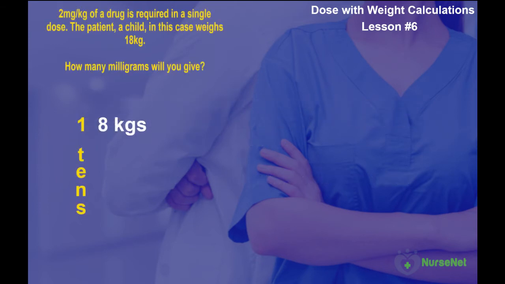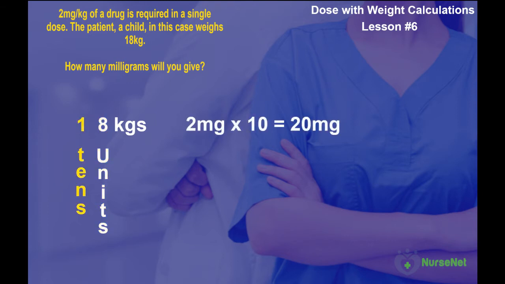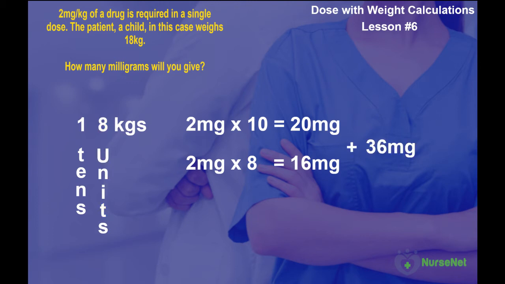So if the child weighs 18 kilograms, we have a 1 whose place is in the tens and an 8 in the units column. Since the dosage is 2 milligrams per kilogram, we can multiply 2 by 10 to give us 20, then 2 by 8, which gives us 16, add them together to give us our answer of 36 milligrams.